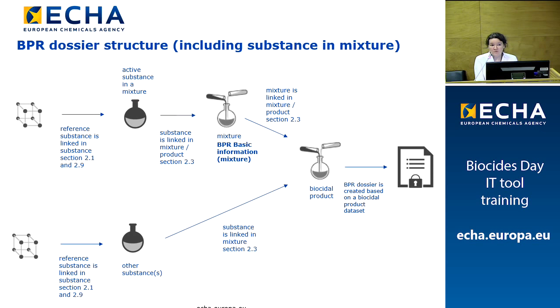In a more complex scenario, if the active substance is in a mixture, you create the reference substances dataset, and the substance dataset should be linked firstly to the mixture, which is a component of the biocidal product. In this case, you have a special table of contents, BPR basic information mixture, and then this mixture is linked to the biocidal product. Again, only based on the biocidal product, if it's a representative biocidal product or the product to be authorized on the market, you create a dossier based on this product.